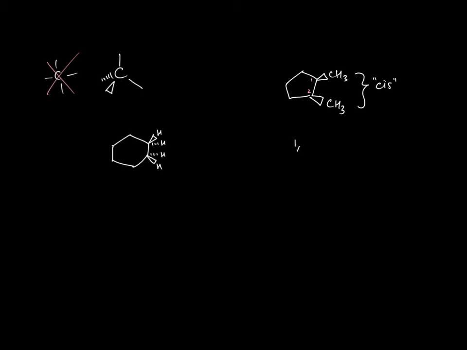So I could call this a 1,2 dimethyl cyclopentane. But to be more specific, I would say that this is a cis 1,2 dimethyl cyclopentane. If you have 2 substituents and exactly 2 substituents that are coming off of opposite faces, so for instance, if I have a CH3 coming out towards us and a tert-butyl group going away from us, we would say that these 2 things are trans to each other.